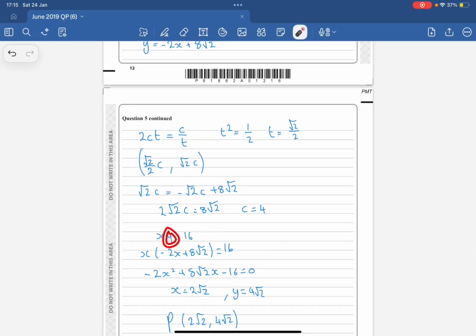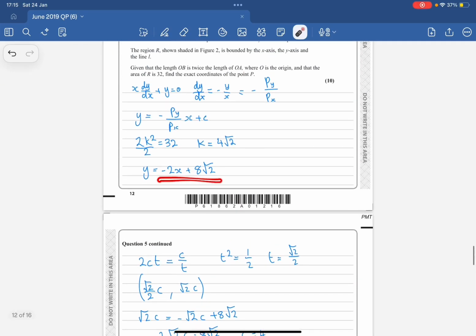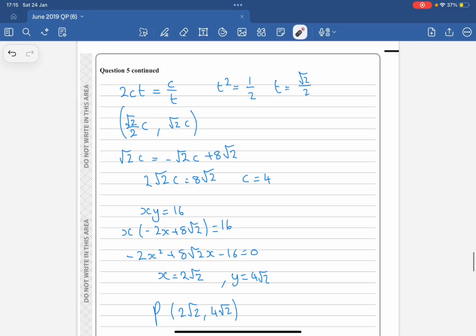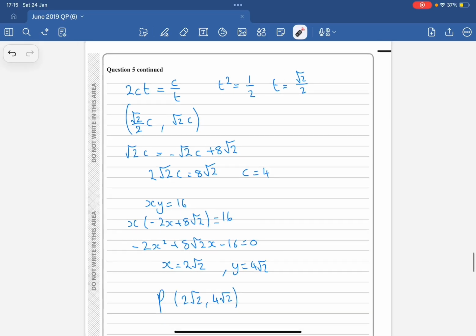So now we know that xy is 16. We have our y point here, and this is also equal to y, so we can just sub that straight in. We get this quadratic, which we can just solve for x, and that gives us the repeated root: x is 2 root 2. And because y equals 2x, y is going to be 4 root 2. So the point P is just going to be 2 root 2, 4 root 2.